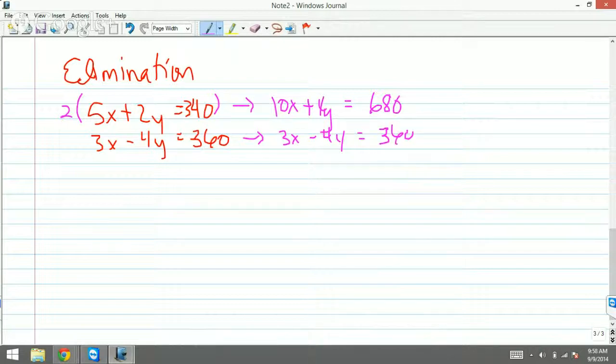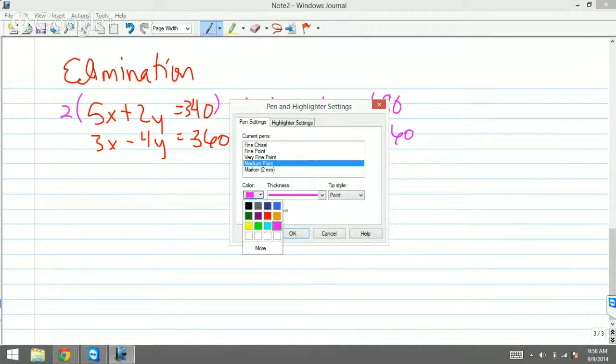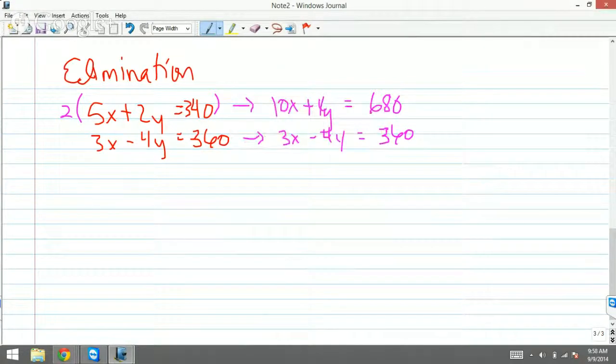Why'd you multiply it by 3? To make the y's the same. So we have 4 and negative 4. Okay, am I going to add or subtract? Thank you for adding. Because 4 plus negative 4 is 0. So I get 0 y's left over. Zip.